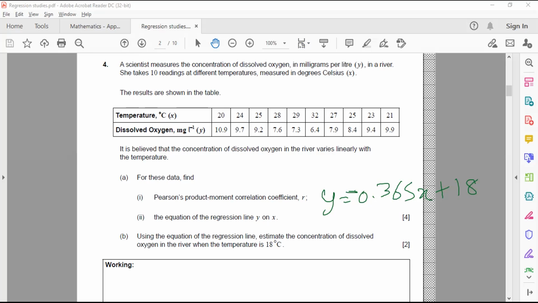11.34. For the B answer, you will substitute 18 here, so you will get 11.3 as the answer. Got it now? Easy? Yes, got it.